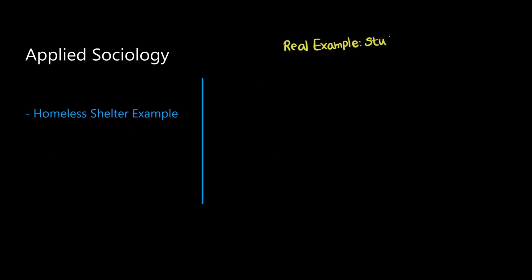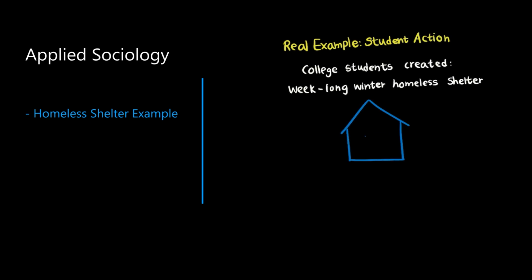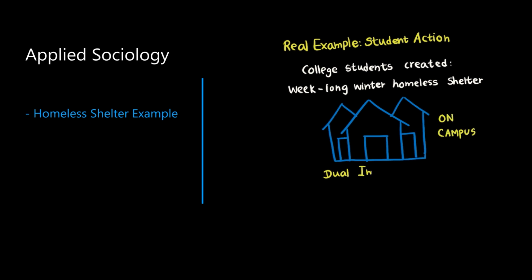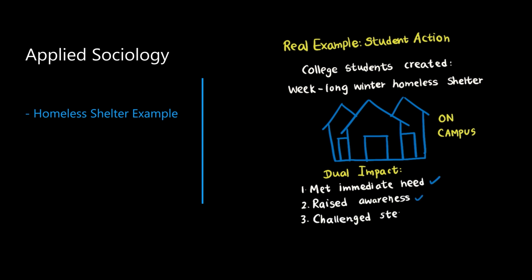Here's a concrete example of applied sociology in action. College sociology students once proposed and created an outreach program to inspire community action. They hosted a week-long winter emergency homeless shelter right on their campus. This addressed an immediate need, but it also raised awareness among students about homelessness and challenged stereotypes. That's sociology being applied to create real change.